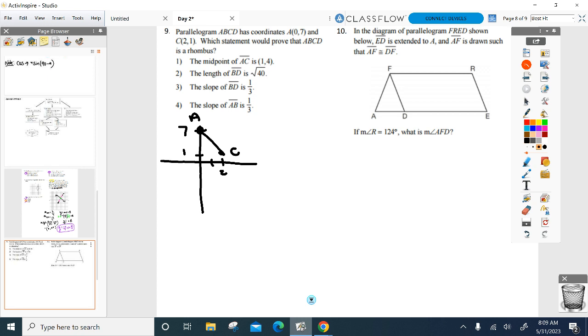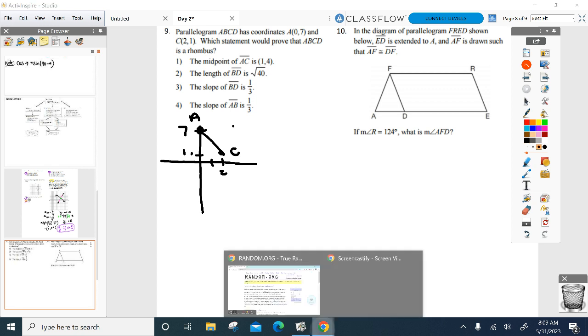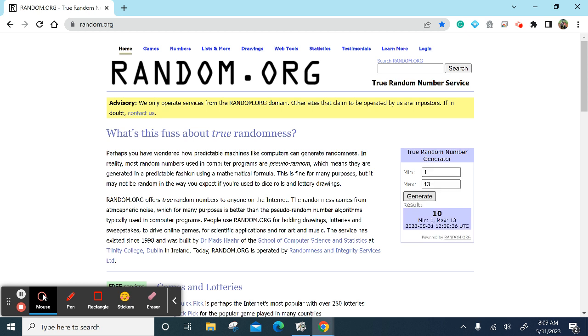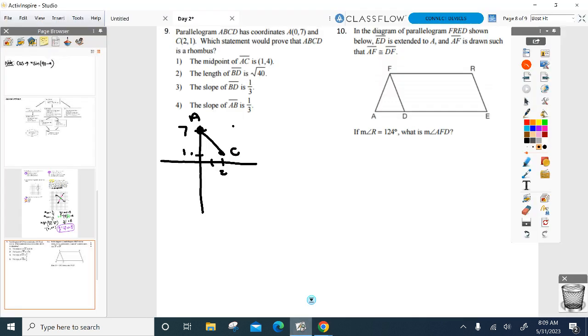Would it be a side? Remember how I label A, B, C? It would be a diagonal, right? Because I have to go in clockwise or counterclockwise order here. So it would be a diagonal. So how do I do diagonals with a rhombus? What's the key property? Diagonals of a rhombus are, we've been talking about a lot today. Diagonals are perpendicular, yep.